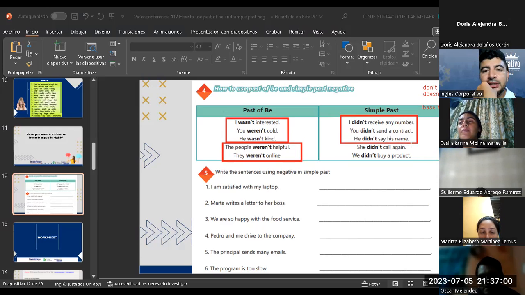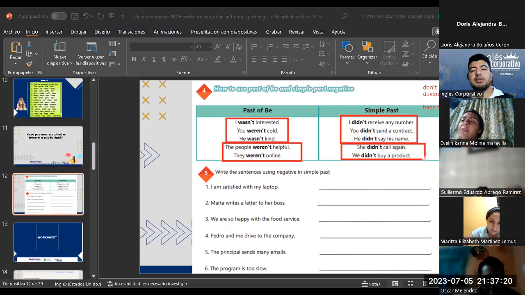Okay, Gustavo, please help me with this simple past. Ahora vamos con el pasado simple. I didn't receive any number. You didn't send a contract. He didn't say his name. Thank you. Okay, Guillermo, please help me with the last two sentences. She didn't call again. We didn't buy a credit.